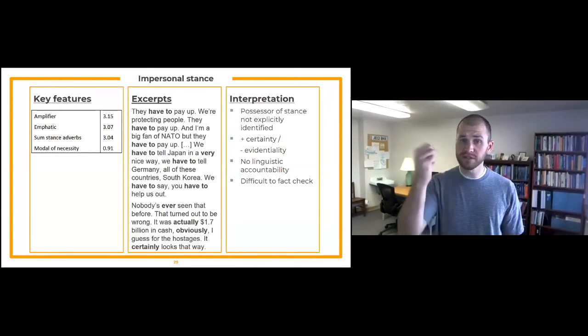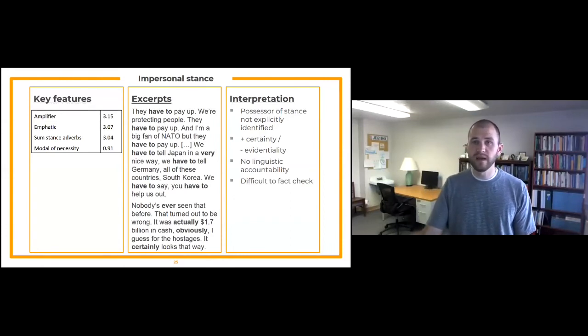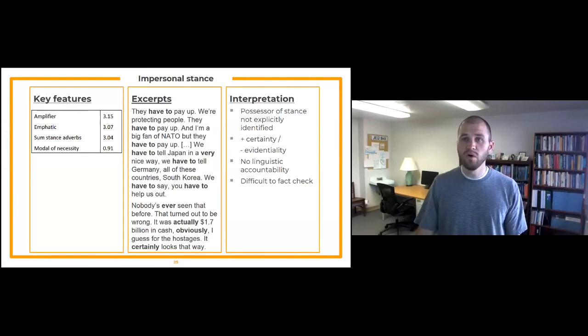So we get a lot of certainty with very little evidentiality or no evidentiality at all. There's no linguistic accountability. From a language standpoint, it's impossible to know who's accountable for that stance, who owns it. And then it makes it very difficult to fact check. How do you fact check something when you're not even sure who they were referring to as the person who made that claim? We'll see when we get to the other presidential candidates a very different type of stance that is not impersonal at all. It's very much stance that the speakers are taking ownership of.